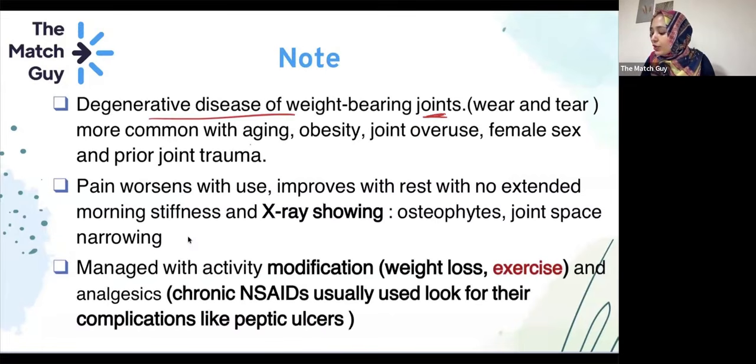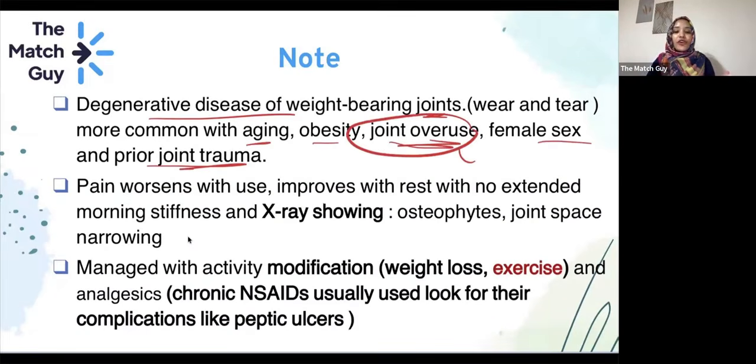Wear and tear, more common with aging, obesity, joint overuse, female sex, and prior joint trauma. That's why athletes are also more at risk for osteoarthritis than people who don't do so many sports, right? Pain worsens with use, improves with rest, no extended morning stiffness, and we talked about the specific X-ray findings. Managed with activity modification, weight loss, exercises.